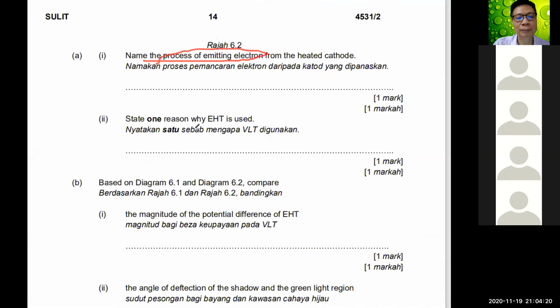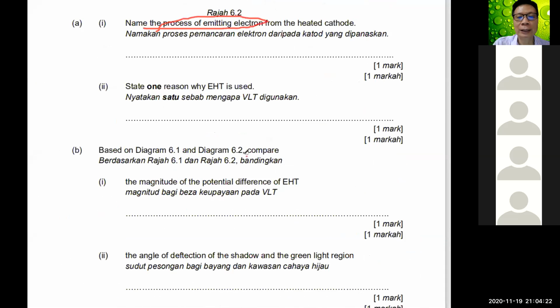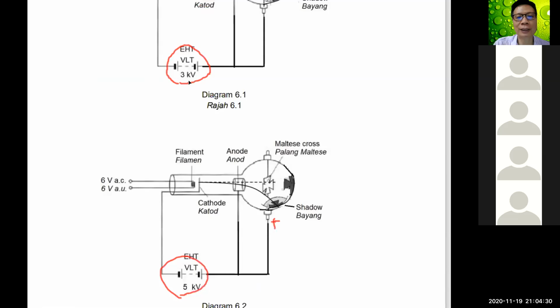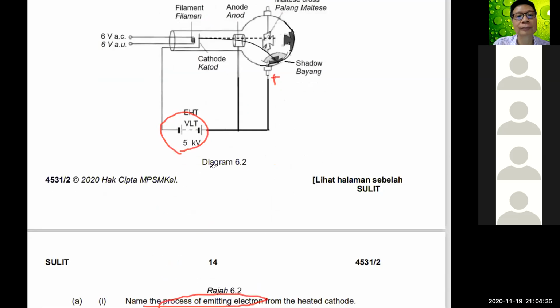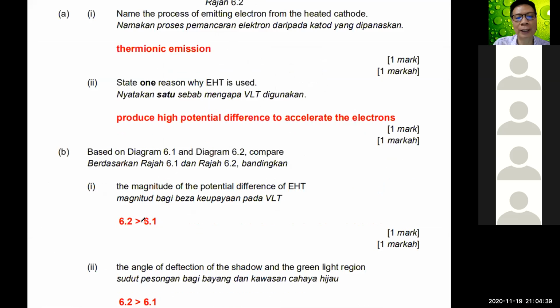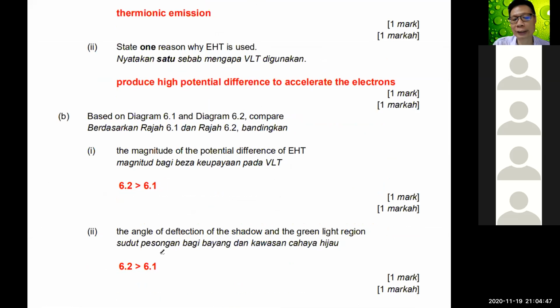Next question, compare. You see, the pattern of the question is sure a compare one. Compare the magnitude of potential difference, you already know. This one 5,000, this one 3,000, so this one is lower than this. 6.2 is bigger than 6.1. 6.2 is 5,000, this one 3,000. Angle of deflection also follows the same law. 6.2 angle is bigger than 6.1.